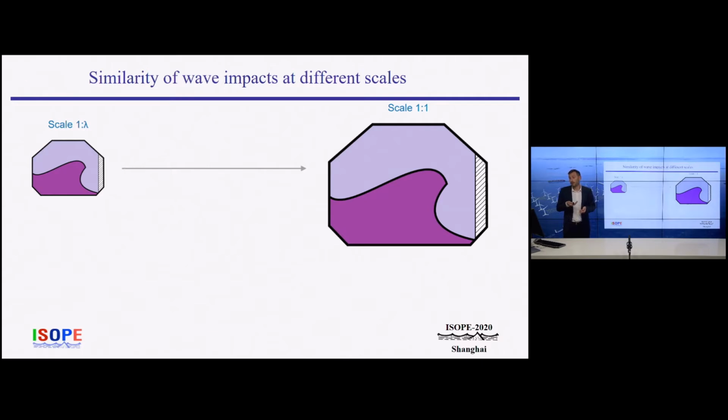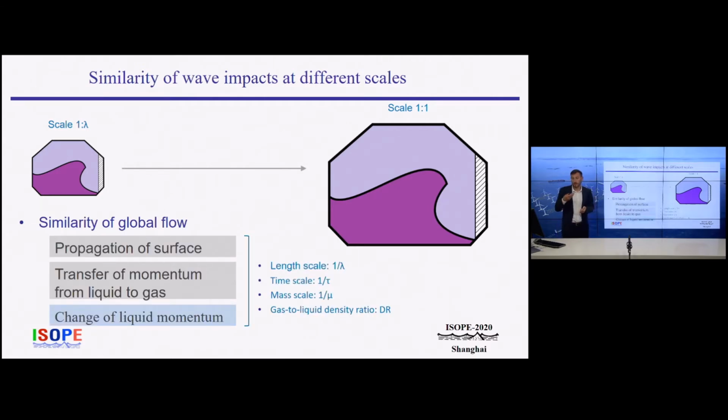The basic requirement to obtain wave impacts that are similar at both scales is the similarity of global flow. The global flow is defined by length scale, time and mass scale, and then gas to liquid density ratio. The similarity of the global flow requires that the time scale is the square root of the length scale, and the gas to liquid density ratio should be equal at both scales. Under this condition, the pressures at both scales are related by a unique relation, and therefore the similarity of the global flow is possible to obtain.